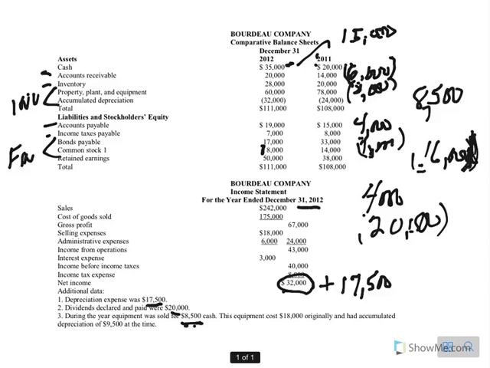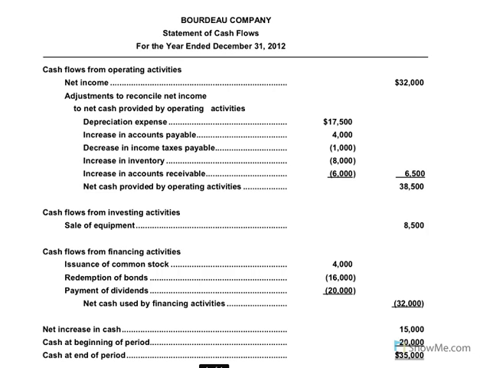Now we put it all together. This is what it would look like if we did it properly and neatly. Here's the statement of cash flows from operations. There's your net income. Add back your depreciation. Another source is your increase in accounts payable. A use is a decrease in income tax payable, an increase in inventory, and an increase in accounts receivable. So you can see that this company generated $38,500 from operations.